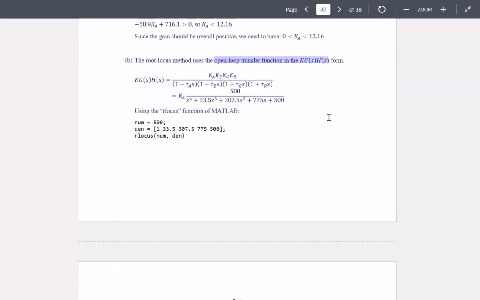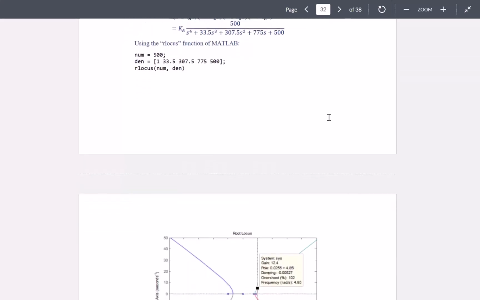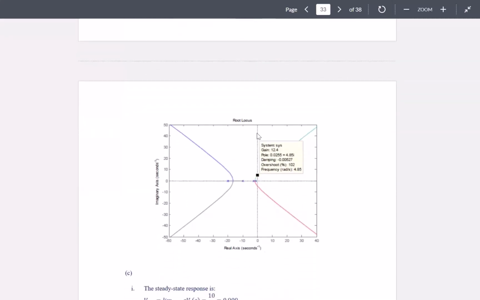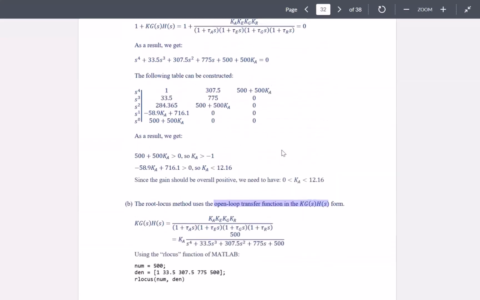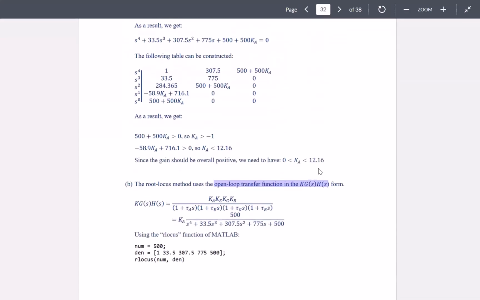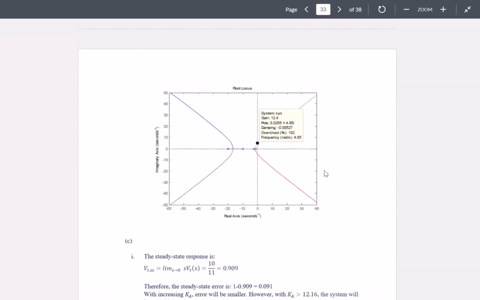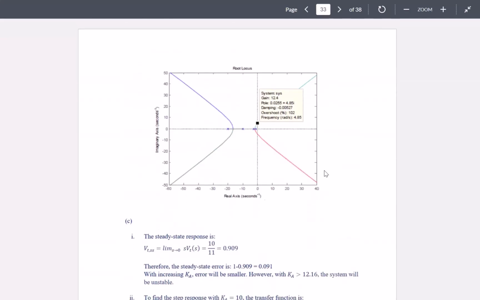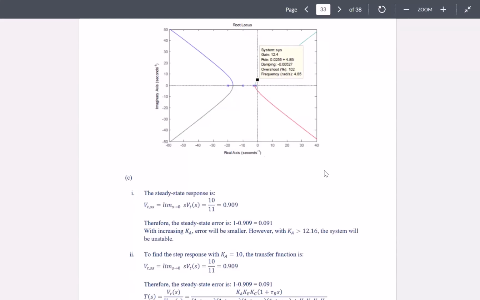If you write up KGH based on the numerator and denominator, plot that using MATLAB, you see that on the imaginary axis, the critical point is associated with a gain of 12.4, which is very close to that 12.16. So this is another way that can be used to find out that gain. The steady state response is 10/11, which is 0.909.